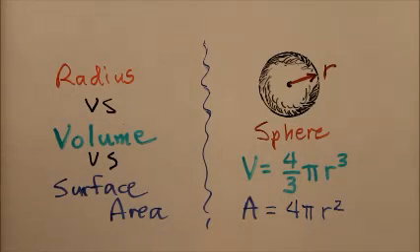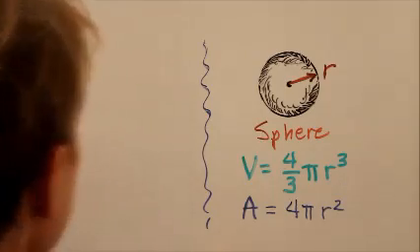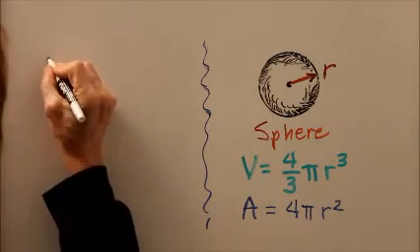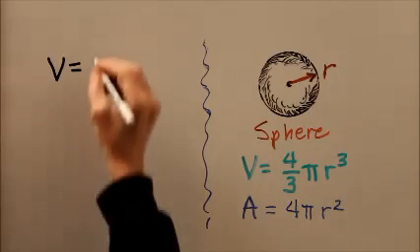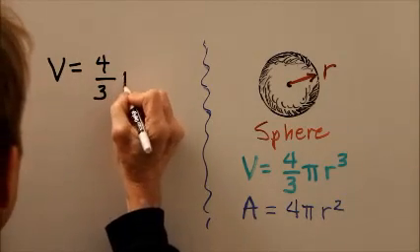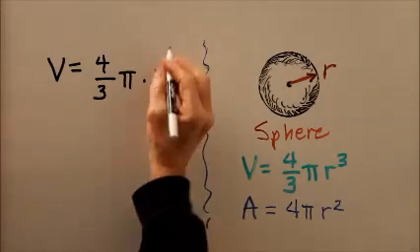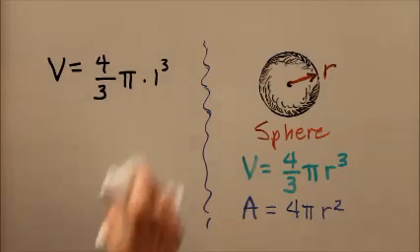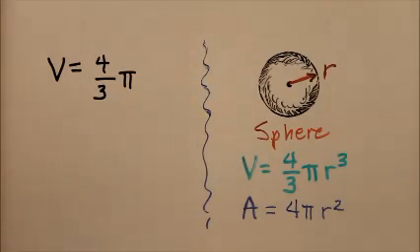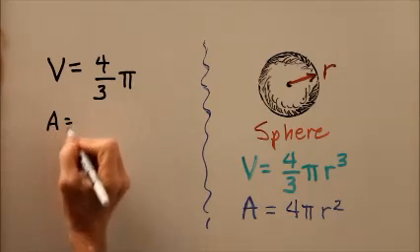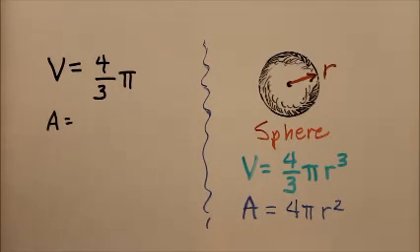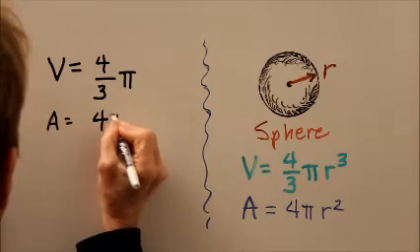Let's suppose, just for the sake of argument, that its initial radius is 1 unit. Then its volume will equal 4/3 pi times 1 cubed, which is just 4/3 pi. That's its initial volume. Its initial surface area will be 4 pi times 1 squared, or 4 pi.